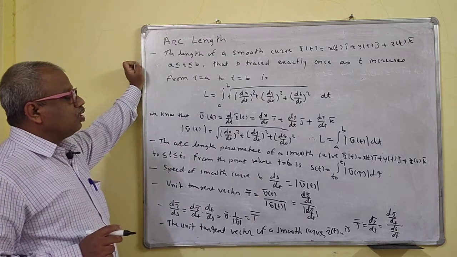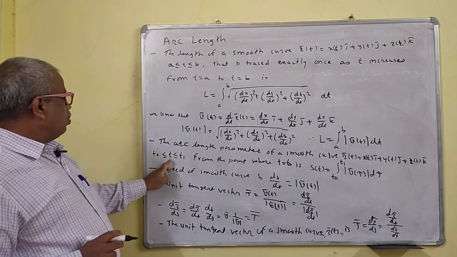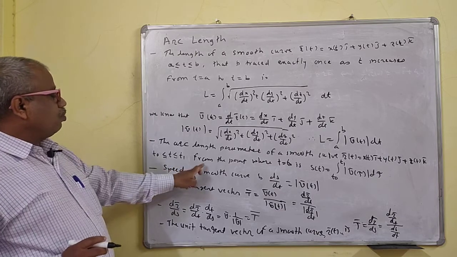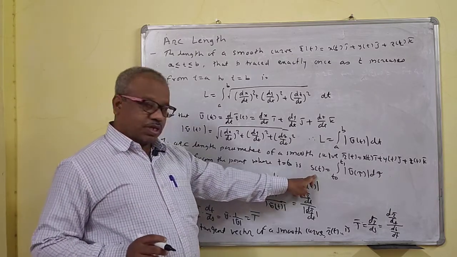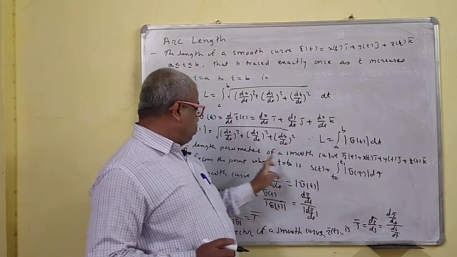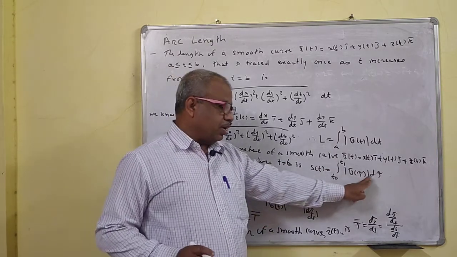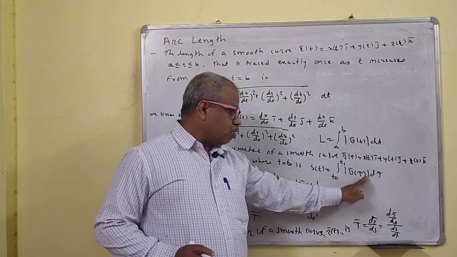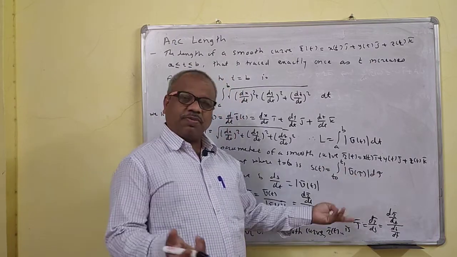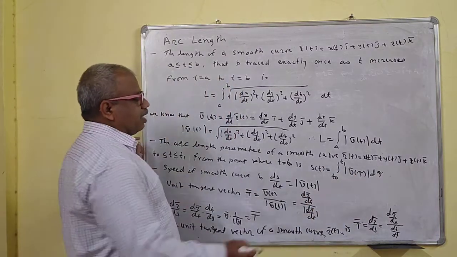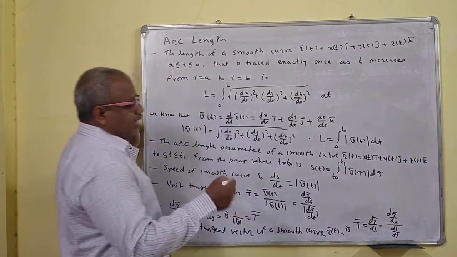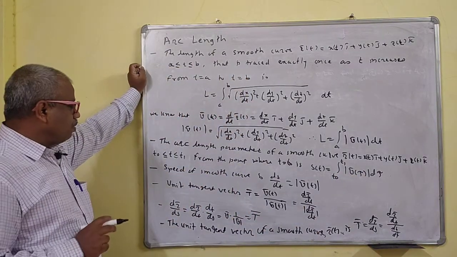The arc length parameter of a smooth curve r bar of t, for t between t naught and t, from the point t naught, is s of t equal to the integral of mod of v bar of tau d tau. This is the parametric form. You just have to change the limits from t naught to t1, no problem. You can take any variable here, s also, u also, no problem.